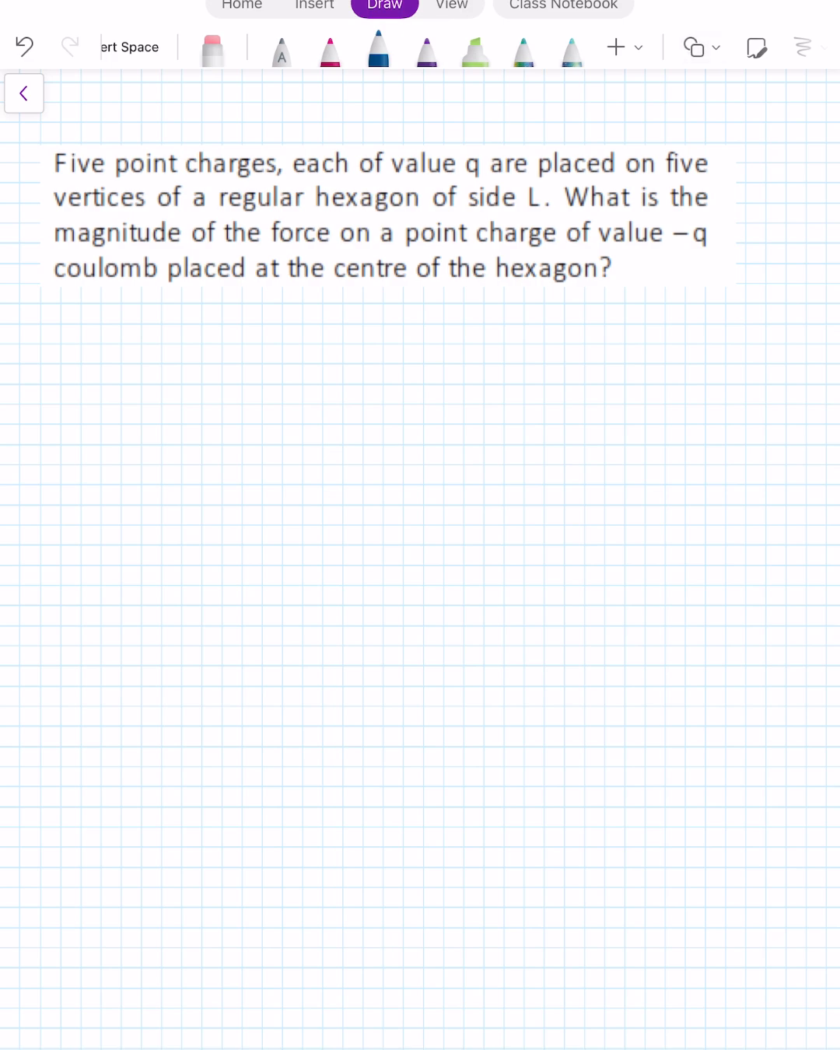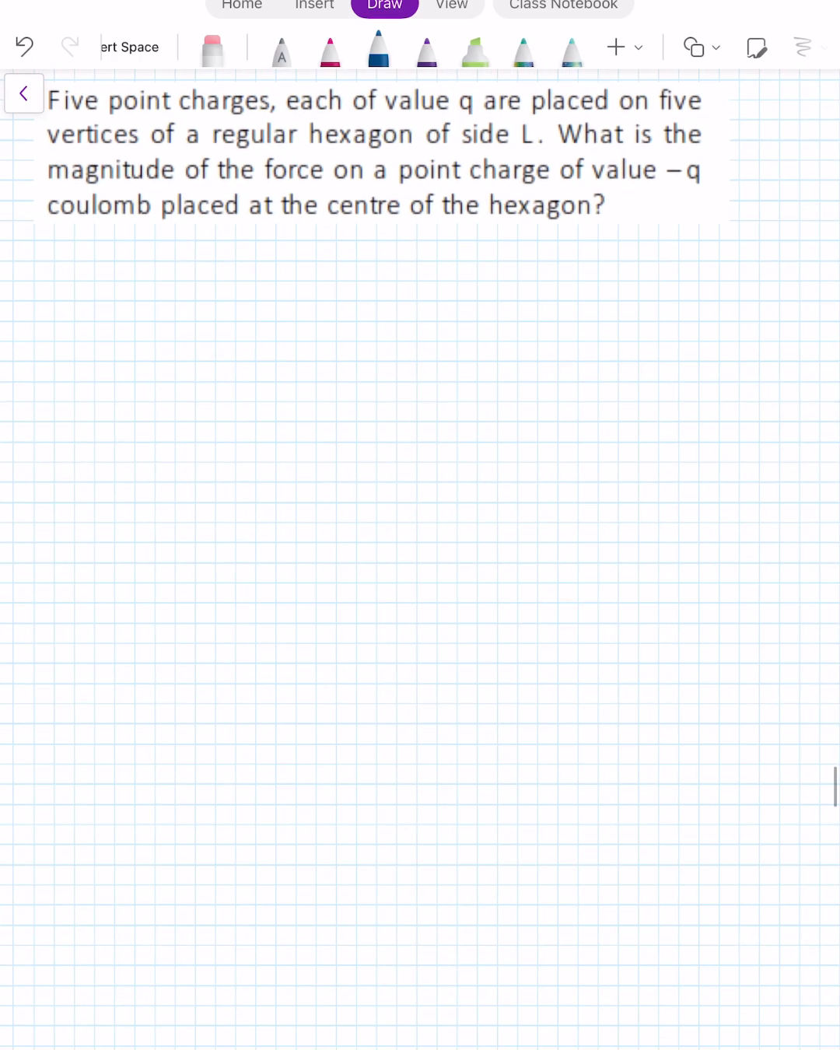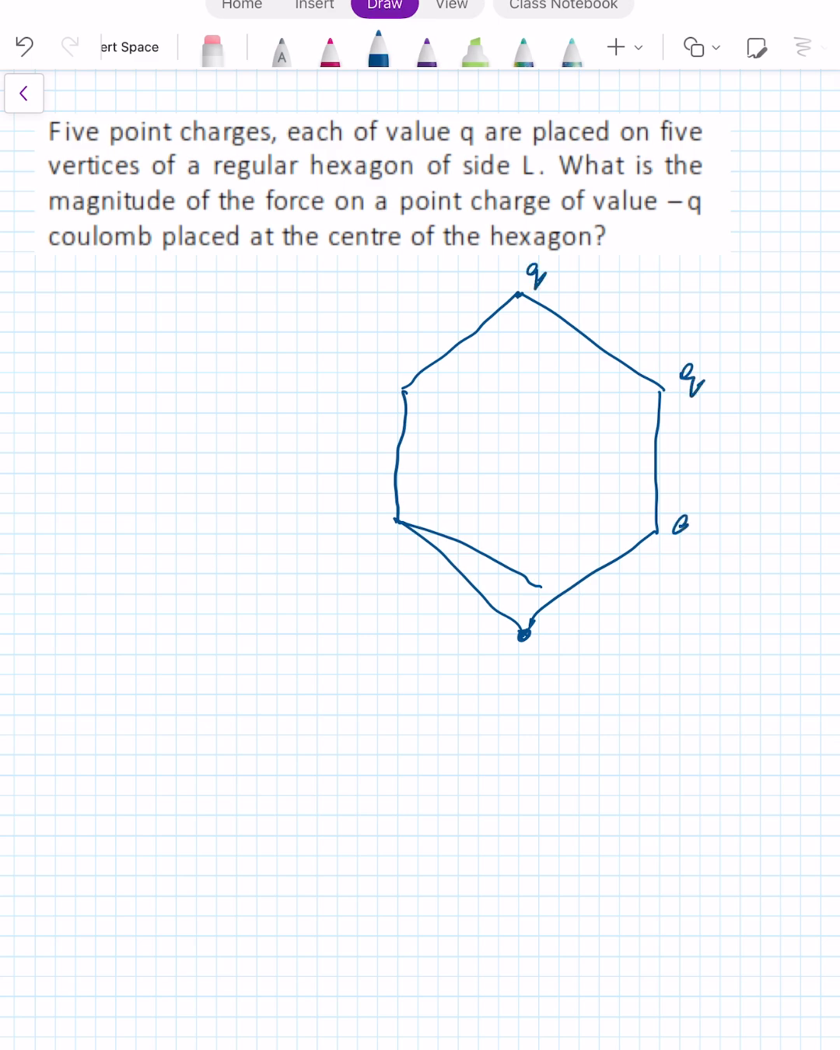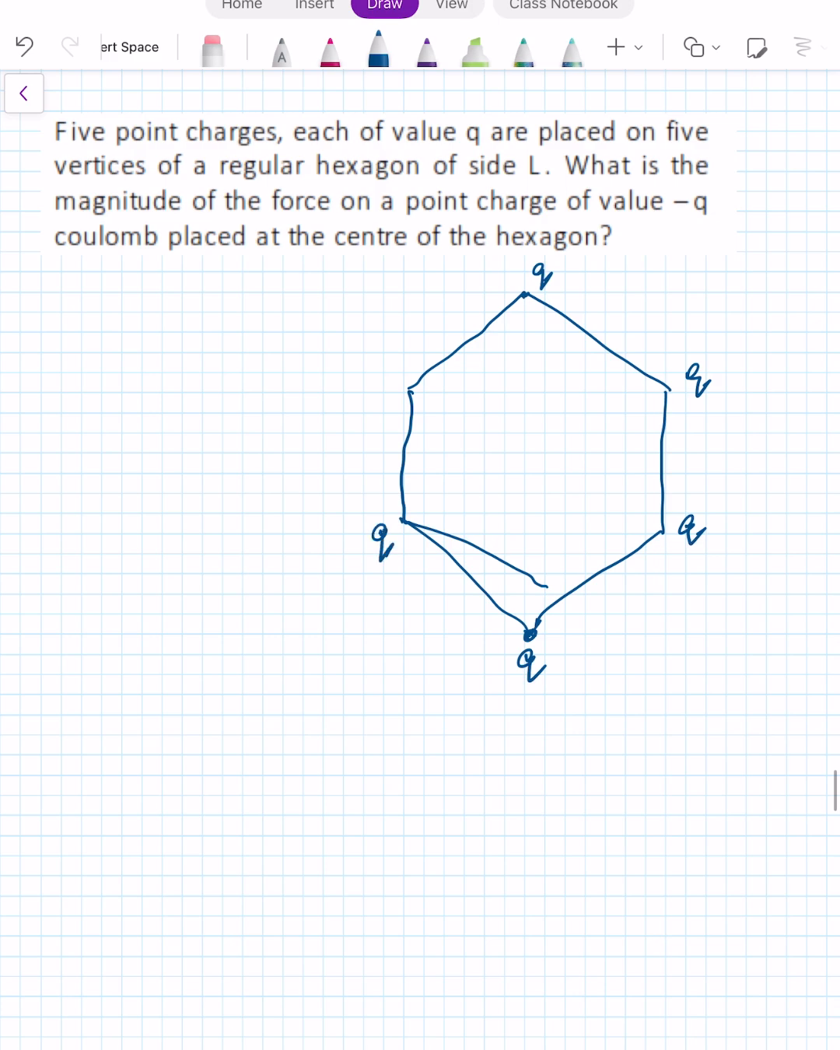5 point charges, each of value q, are placed on 5 vertices of a regular hexagon. Now in this question, one regular hexagon is there, like this. 5 point charges are placed on 5 vertices: 1, 2, 3, 4, 5. And one charge, minus q, is placed at the center.